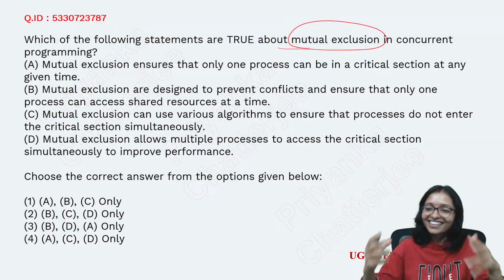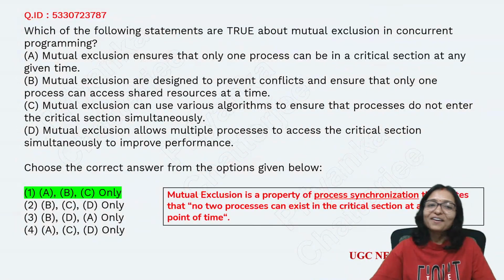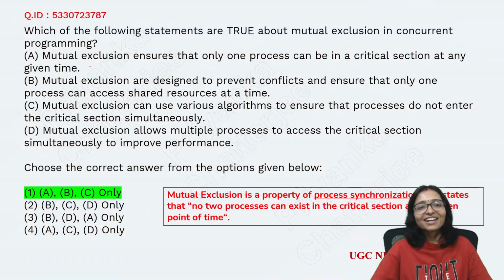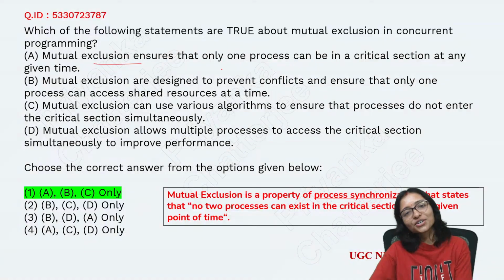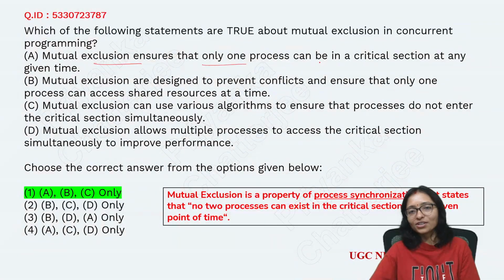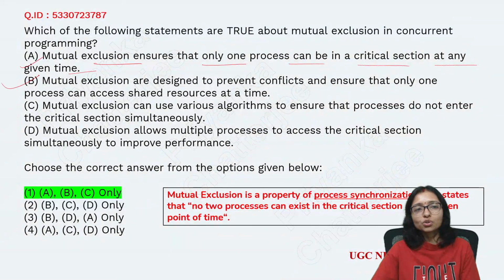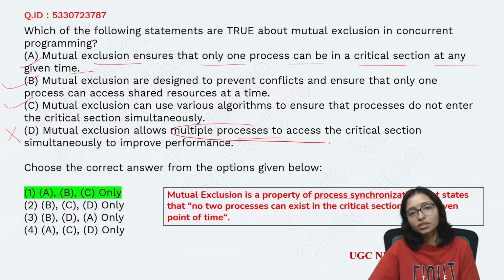Yes, thank you. So here I can see that mutual exclusion ensures that one and only one process can be in the critical section at any point of time. So it is the correct answer. Here it is true. B is also true, C is also true, but D is not true because mutual exclusion does not allow multiple processes in a critical section simultaneously.